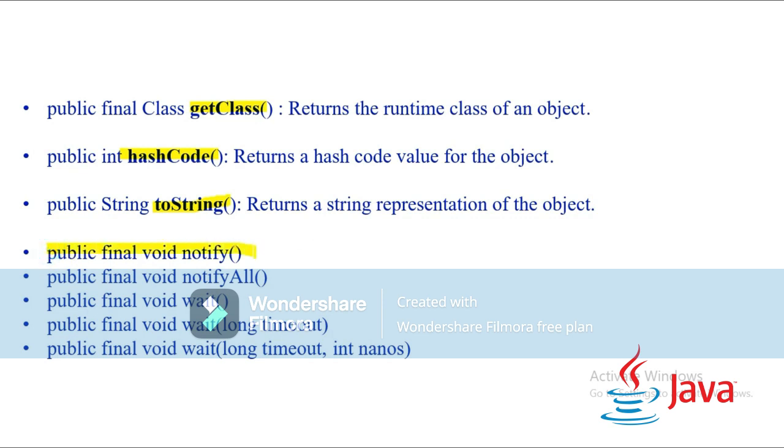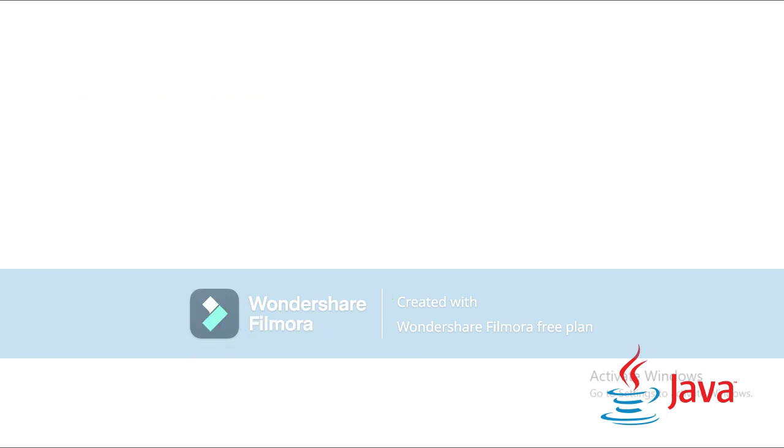All these methods, notify, notifyAll, wait, and wait with the different parameters, are the methods which are used for threading. I will cover these in the upcoming videos, when I will be covering threads and many other things. But for interview purposes, this is important to know.